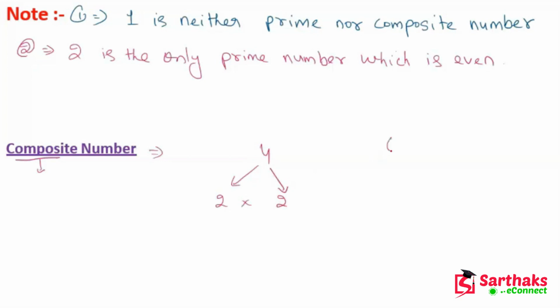Now if you talk about 6, 6 is made by 2 into 3. So it is made up of two different numbers, and this is called a composite number. I hope you understand these things.